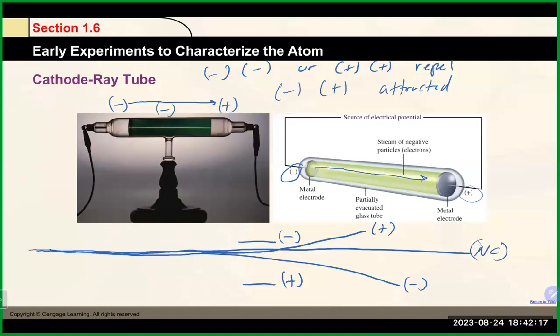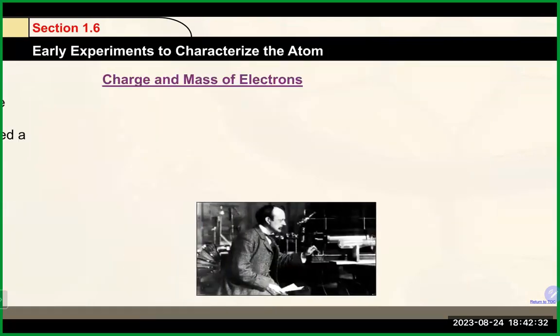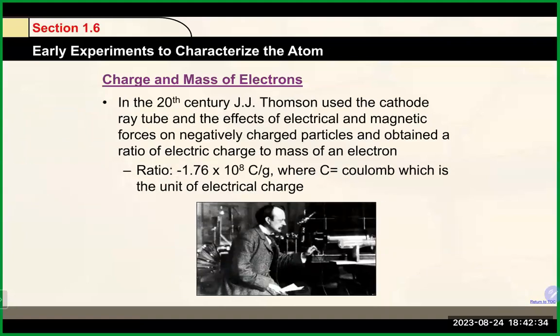So a lot of experiments use things like electrical fields and magnets. They still do, really taking advantage of the charge of things to understand what's happening. So Thomson did a lot of these experiments with the CRT tube, and as I mentioned, what really came out of it was the charge to mass of an electron. He found that the charge to mass of an electron was minus 1.76 times 10 to the 8 C per gram. C is a coulomb, a unit of electrical charge. So coulomb is charge and grams is mass. So charge to mass of an electron is what we're looking at.